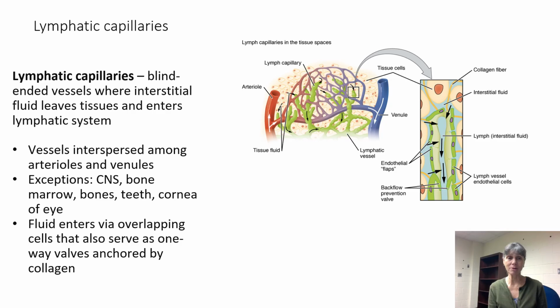Now we have lymphatic capillaries and lymphatic vessels interspersed throughout areas where we have arterioles and venules and capillary beds. However, there are some places where we don't find lymphatic capillaries. Those would include the central nervous system, bone marrow, bones, teeth, as well as the cornea of the eye. And again, when interstitial fluid is created, it's picked up into the lymphatic capillaries because of that overlapping cellular construction.